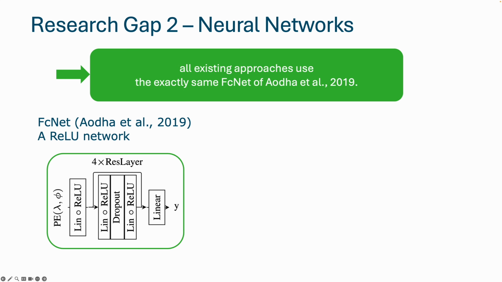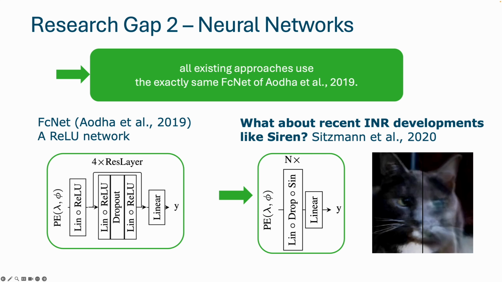And the second research gap that we saw is that the FCNet that was proposed by Oda was basically reused without really considering the latest, the new knowledge we have from implicit neural representations in other fields. And what about sinusoidal networks, right? What about when we change this ReLU activation function to a sine activation function?